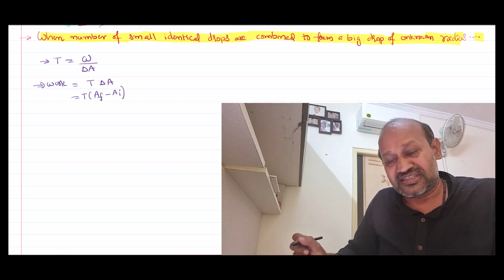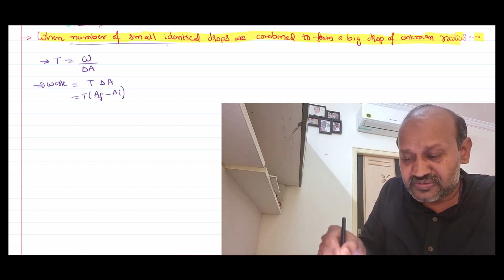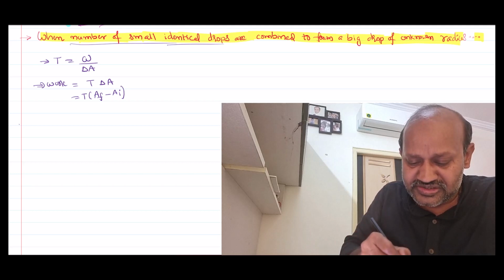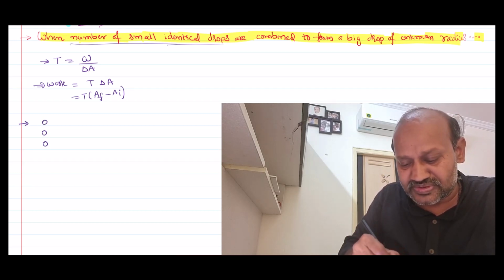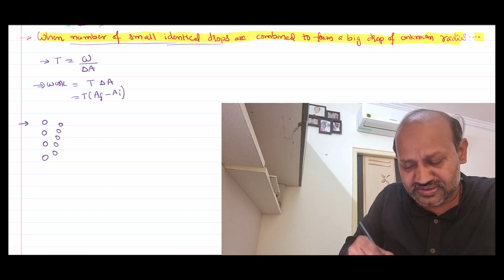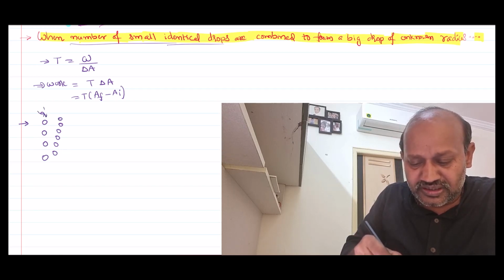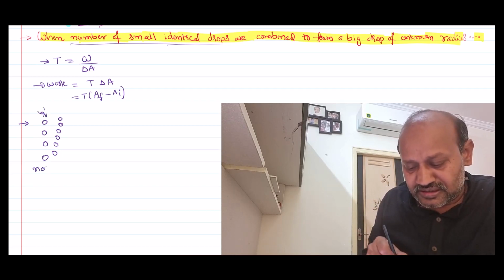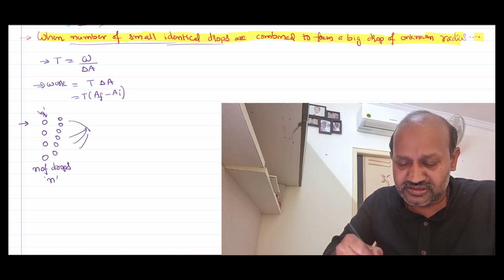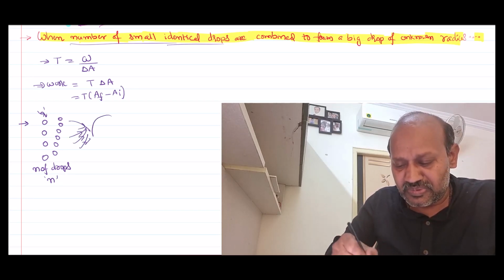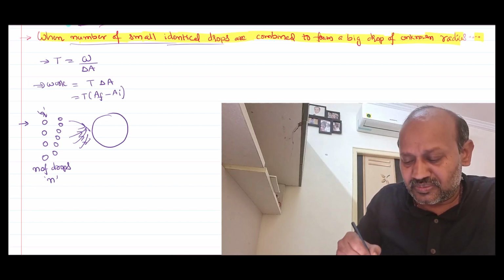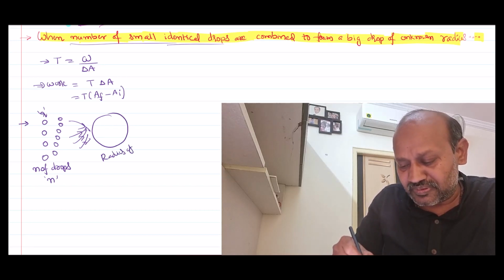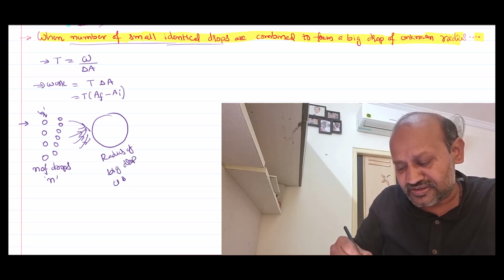So, what is given in the problem? Number of small identical drops. Let me illustrate what it means by there are so many drops, each of known radius r. Let the number of drops be n. They all coalesce, combine to form a big drop. But the radius of that big drop is not known for us, not given in the problem.